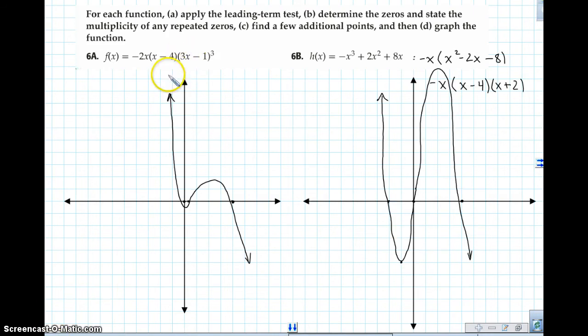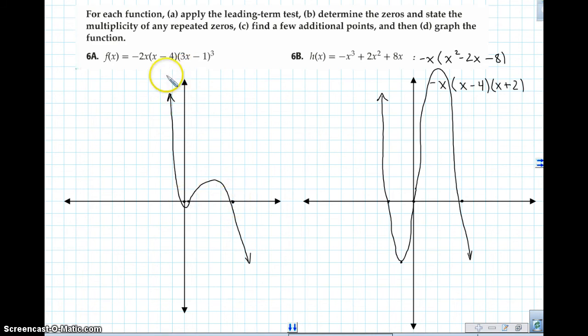Okay, you can see with these problems that all of them actually had odd multiplicities. This one third actually had a multiplicity of 3. So there's my point (1/3, 0). But it's still odd, so it's going to cross through the graph. And it crossed through, I kind of missed it, but it crosses through the origin at (0, 0), and it crosses through at (4, 0).